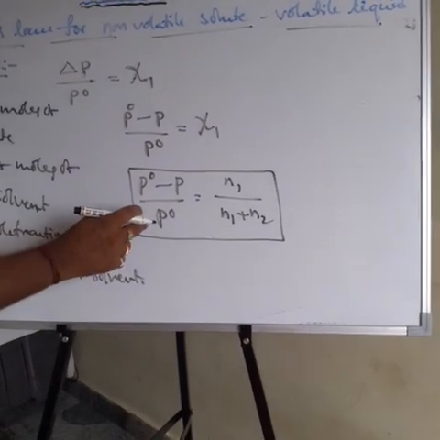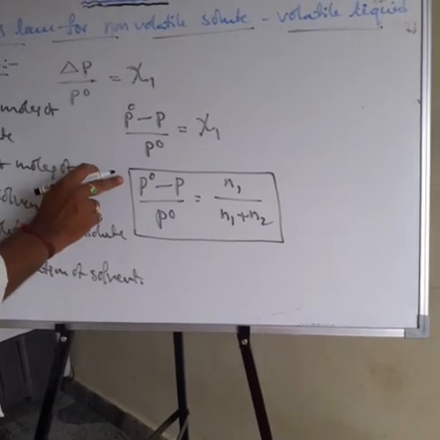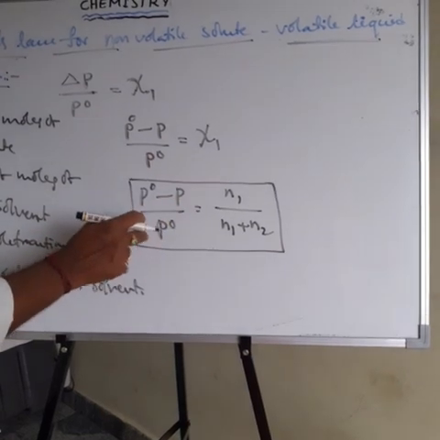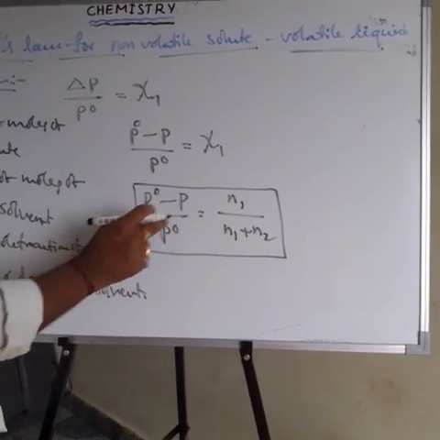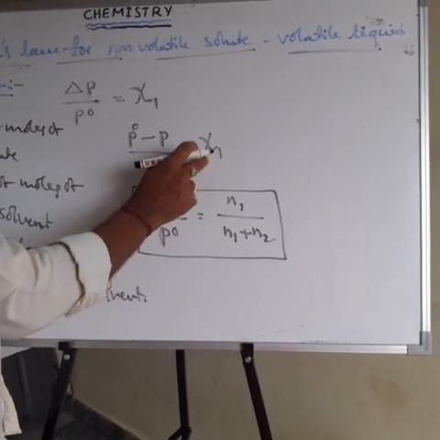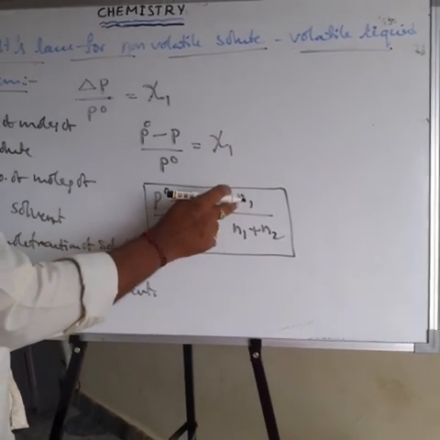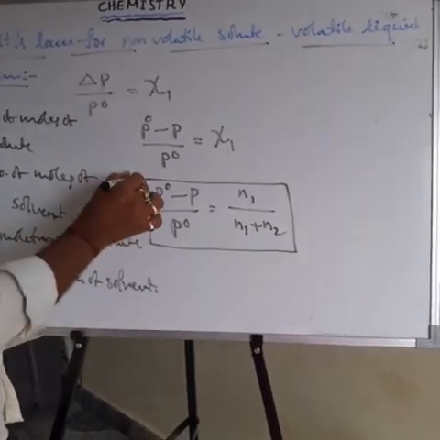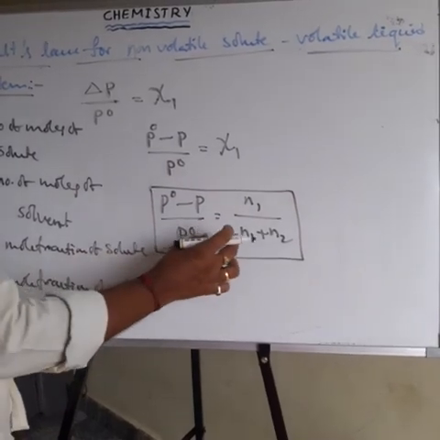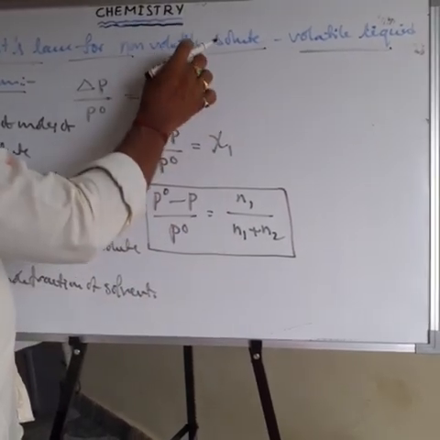So once again, what is Raoult's law statement? The relative lowering of vapor pressure of dilute solution containing non-volatile solute is equal to the mole fraction of the solute. Mole fraction of solute means N1 by N1 plus N2. This is the Raoult's law statement. Then how do we get this according to the statement?